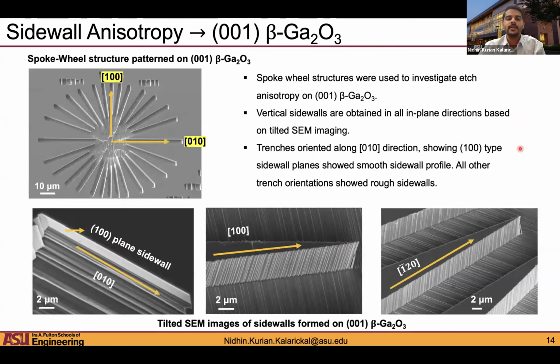And we see exactly the same trend when we looked at the 001 orientation of gallium oxide. Again, these are spoke wheel structures that we fabricated. The figures on the right show fins that are not oriented in the correct direction, so you see these rough sidewalls. But if you orient your sidewall in the right direction, for example, this is the correct direction, and you get the 100 sidewall, then these sidewalls become extremely smooth. Okay. So with this etching process, provided you orient your devices in the correct direction, you can get three-dimensional structures with very smooth sidewalls.